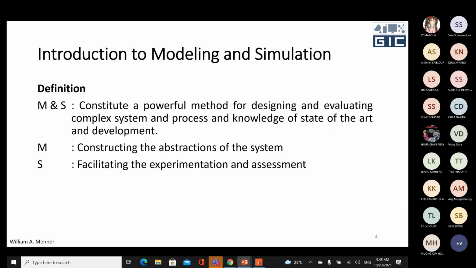And in the other definitions, modeling a system is a powerful method for designing. In this case, it's like trying to model something. It means that you try to construct an abstract of the system, a representation of the system, a model that can cover the whole system. So we call this modeling. And simulation is the way that you try to run and then make an evaluation of complex systems.